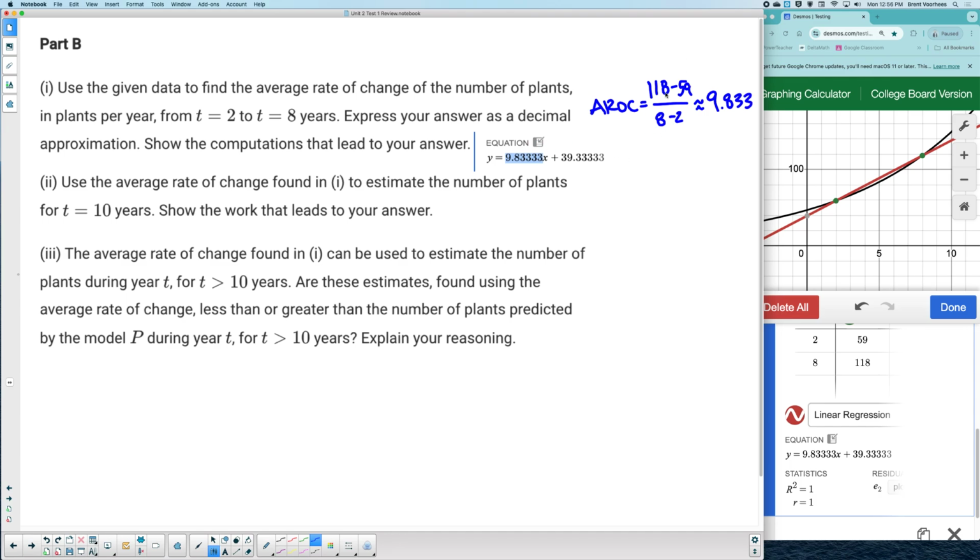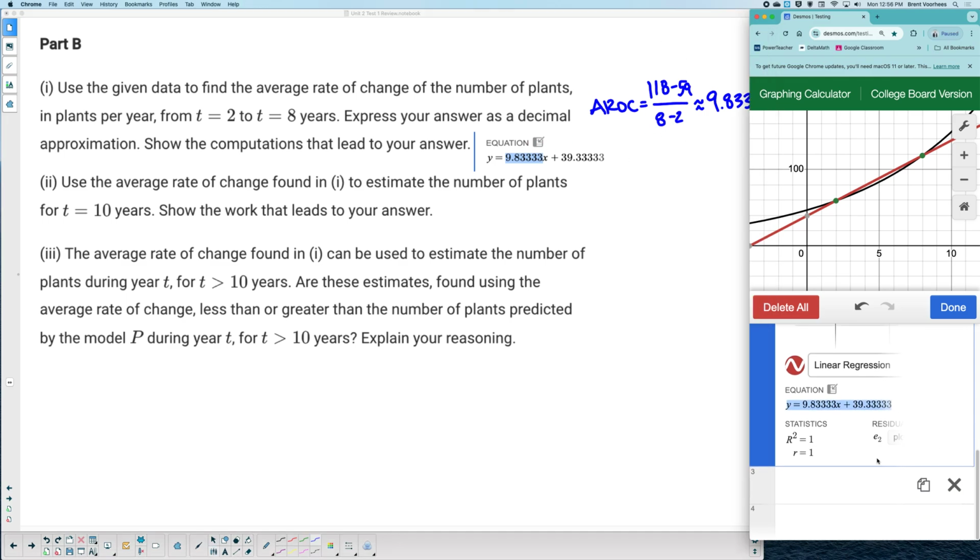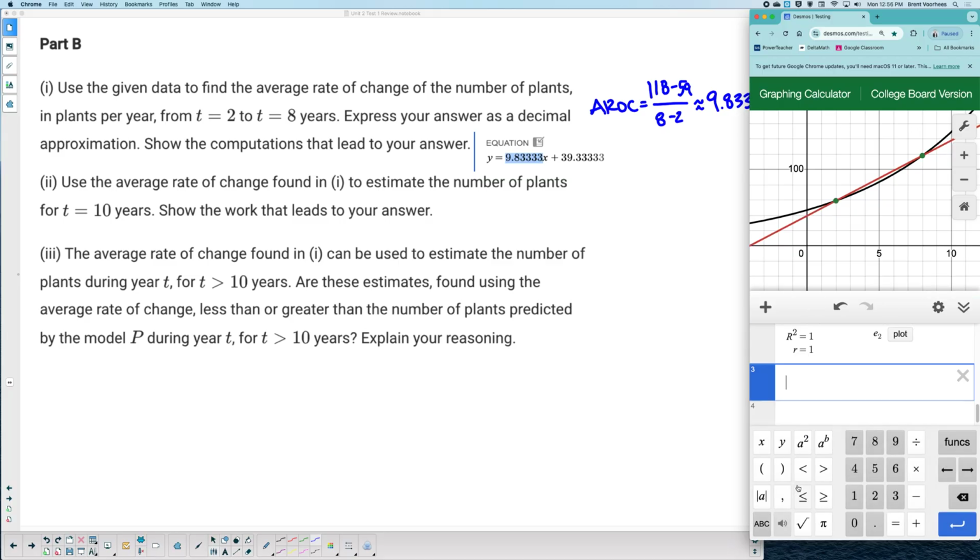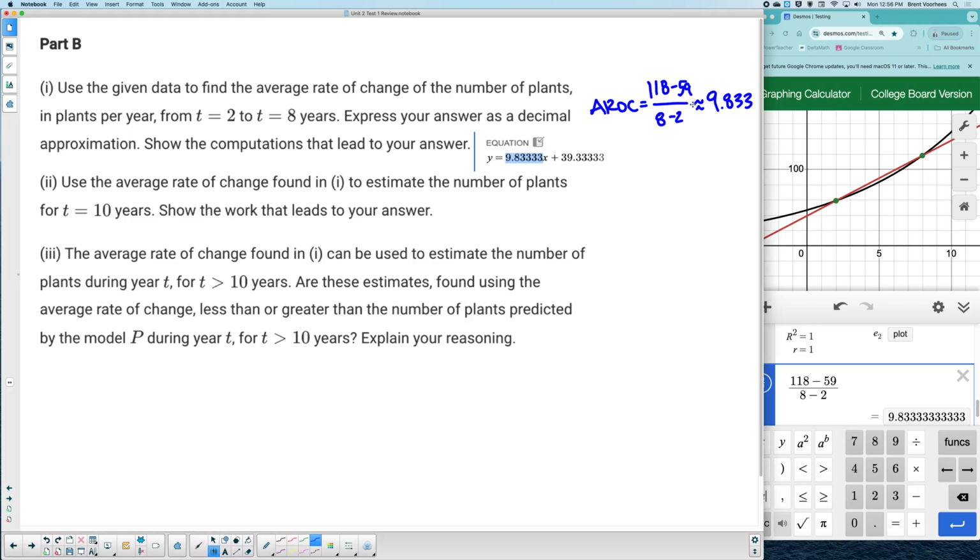Now I'm going to type it in just to make sure I get this point. I want to make sure I did my work right. Let's just type it in and see if we get the same value. 118 minus 59 divided by 8 minus 2. Yes, I'm getting the same value. That's good news. So there's our first point.